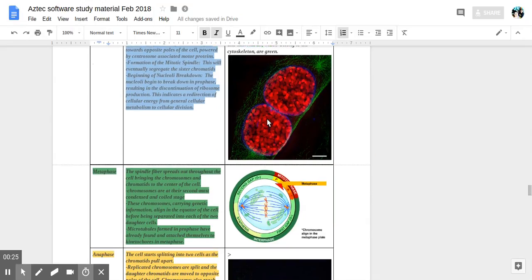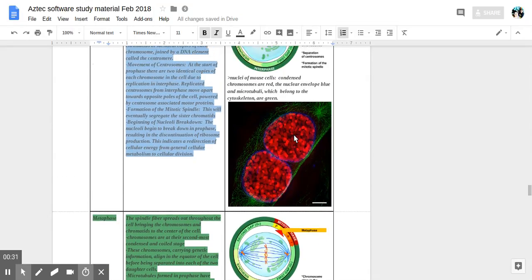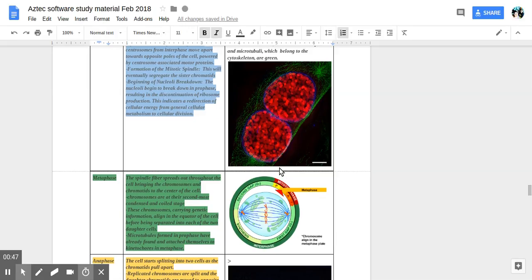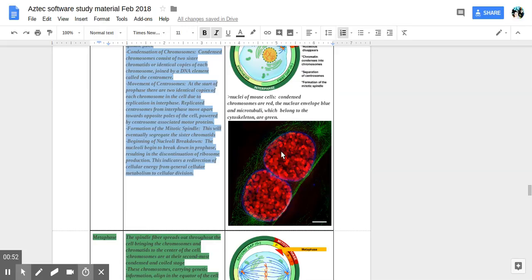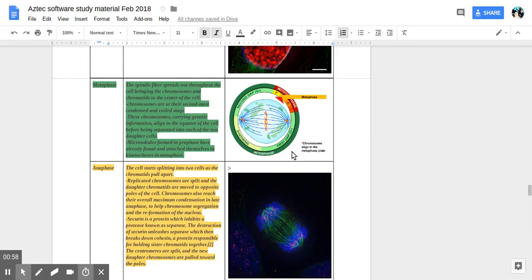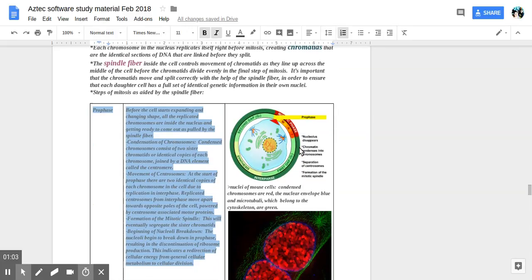This picture is showing dividing cells. Blue is the nuclear envelope of the nucleus, with condensed chromosomes in red, when the chromosomes double themselves. So I guess this is before prophase, the first stage of the cell division, which we just discussed.